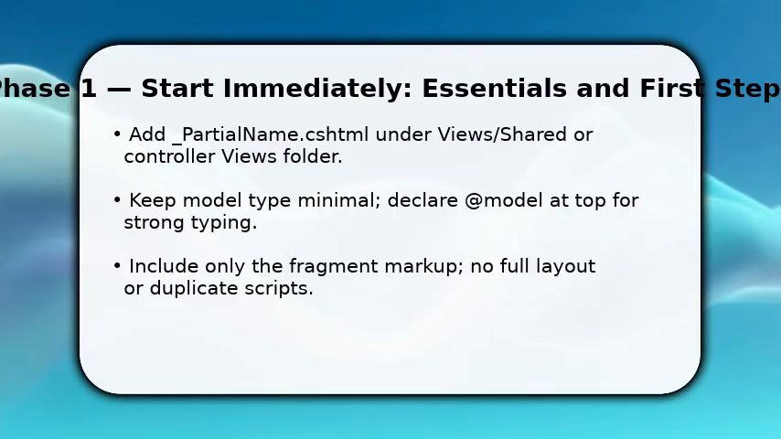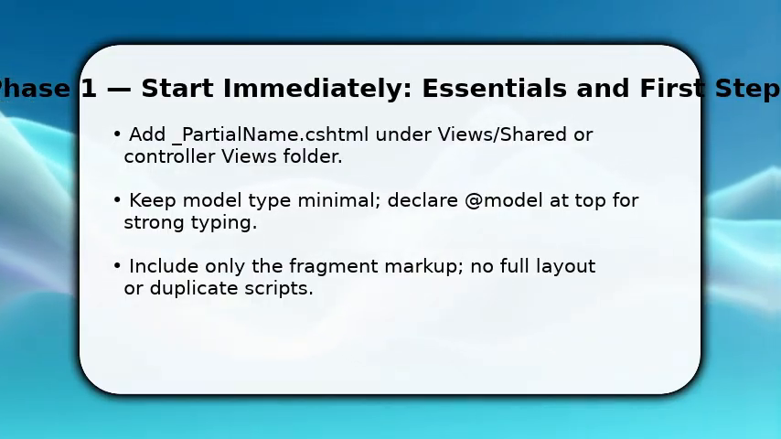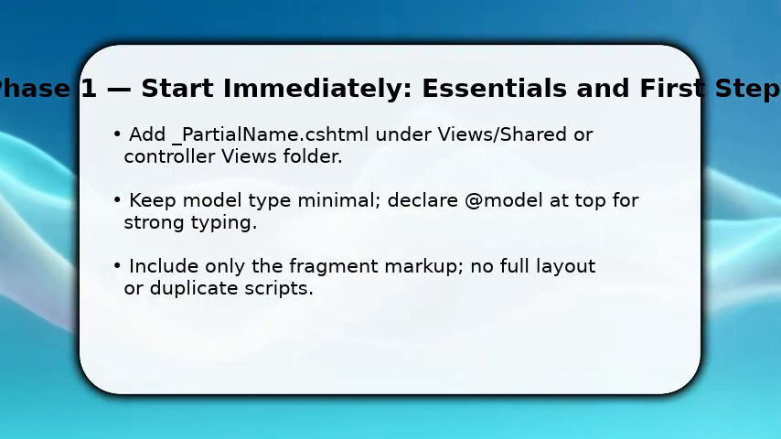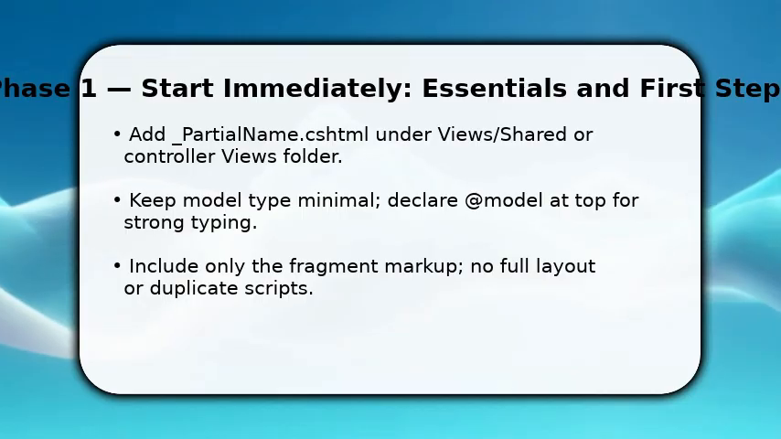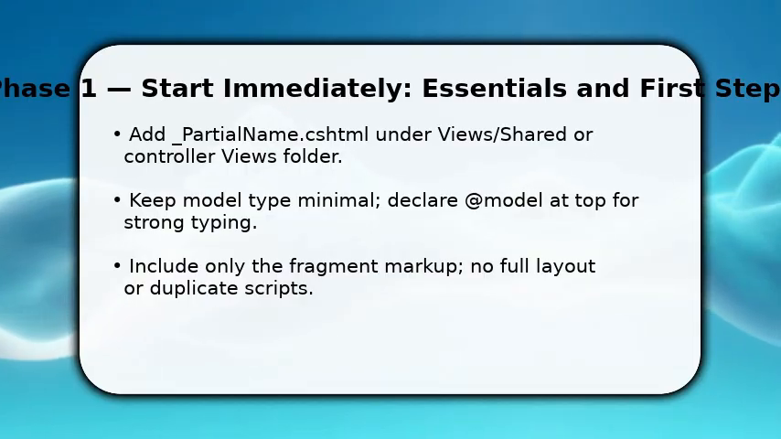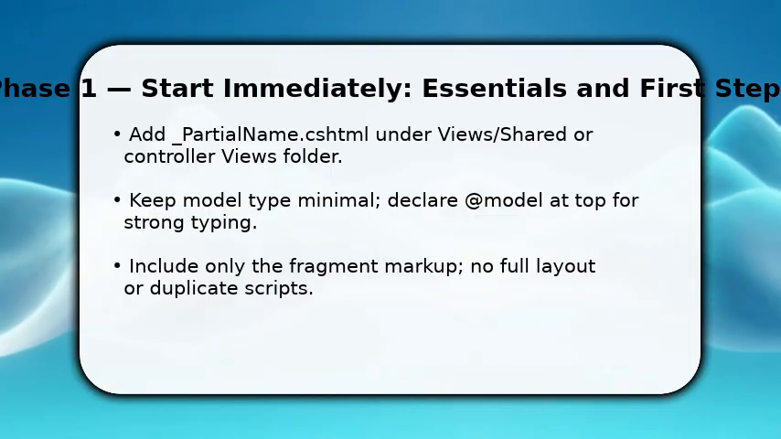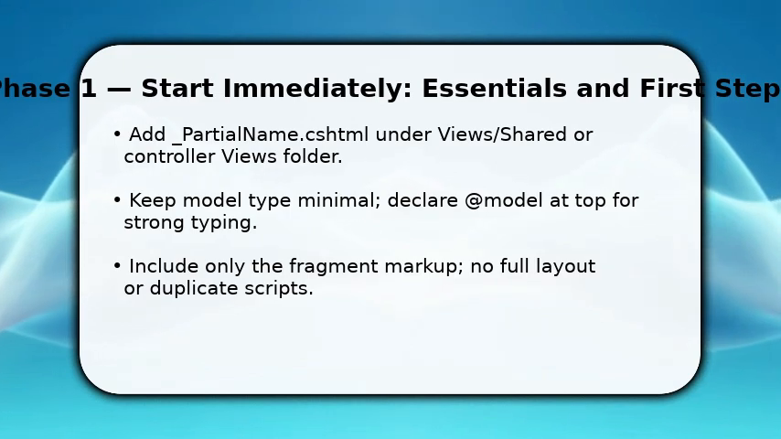Enjoy the video. You start by creating a partial view file, name it with a leading underscore, and place it in views/shared or the controller folder. Once done, declare @model at the top to enforce a specific model type, because strong typing prevents runtime errors. Make sure the partial contains only the fragment markup, avoid layout directives and redundant scripts, so the partial renders cleanly into parent views. This first step sets the structure and keeps reuse predictable and safe.